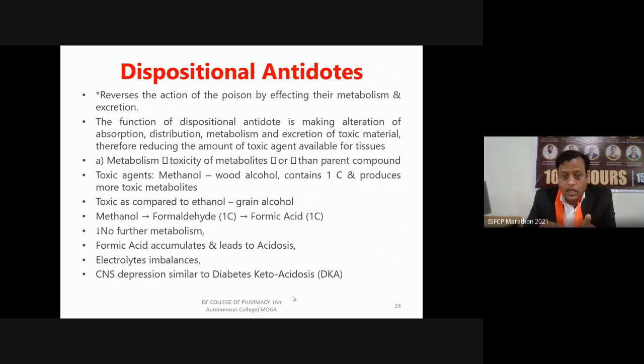So here I defined how metabolism is included under dispositional antidotes, and how we can stop the metabolism of a drug by using different agents and minimize the toxic effect of these metabolites. As in the example of methanol, which has one carbon atom, it converts into different metabolites like formaldehyde and formic acid. Formic acid produces acidosis and is also responsible for electrolyte imbalances and CNS depression. These are all toxic effects of formic acid.